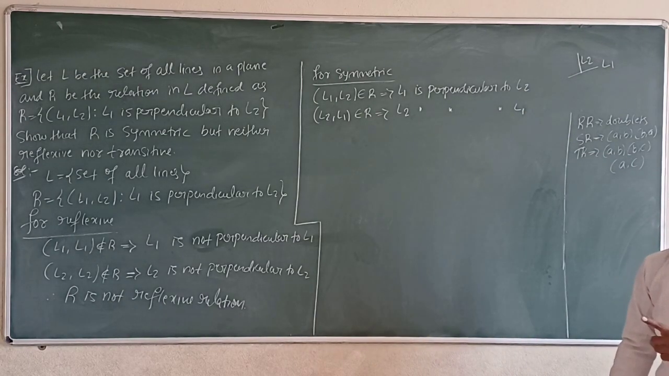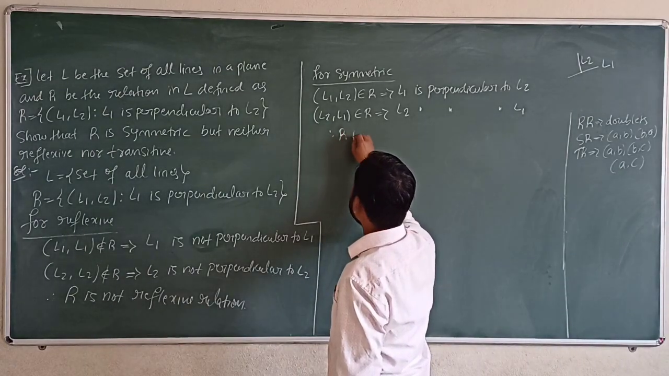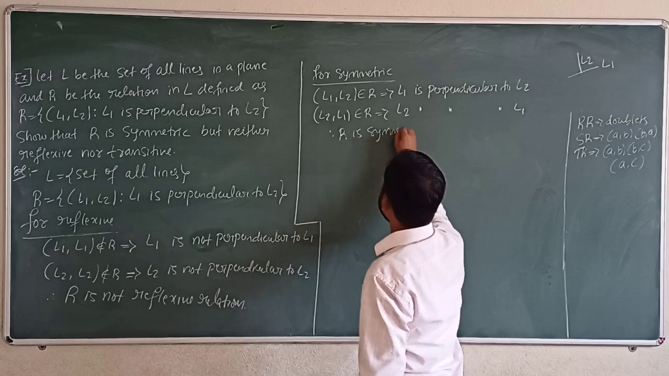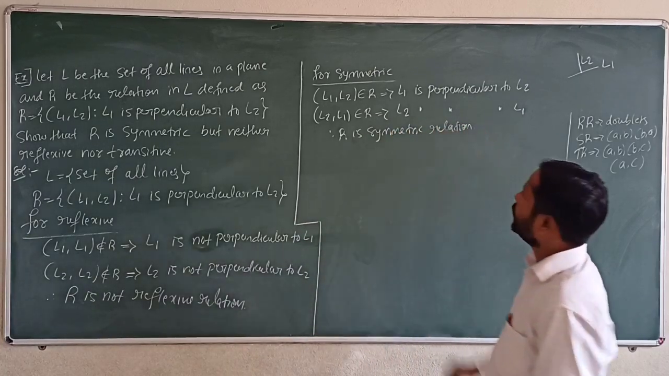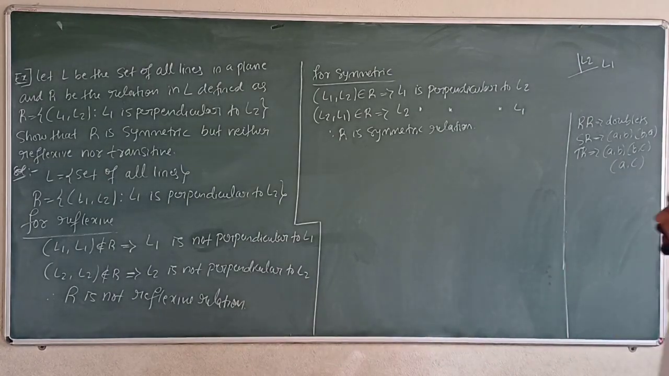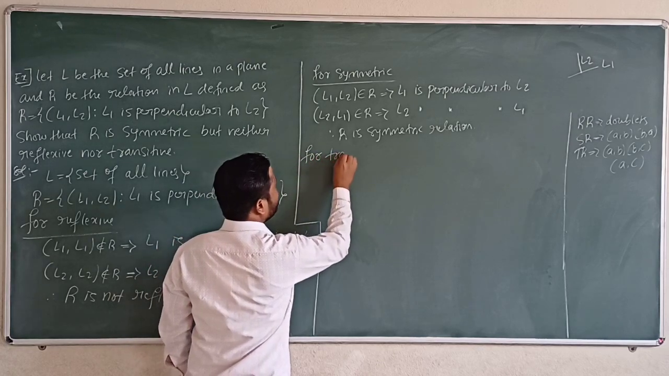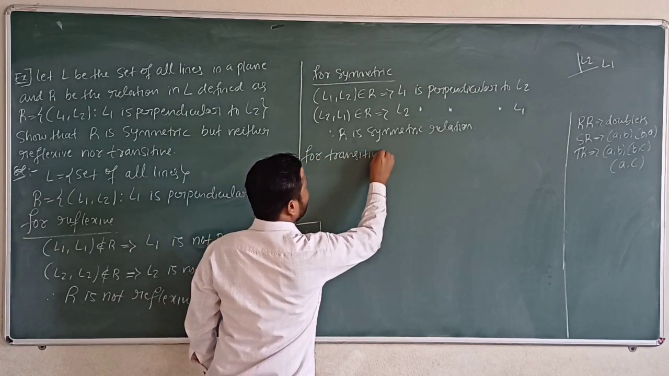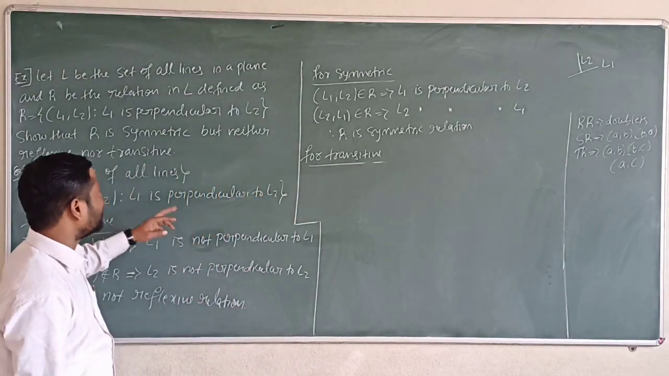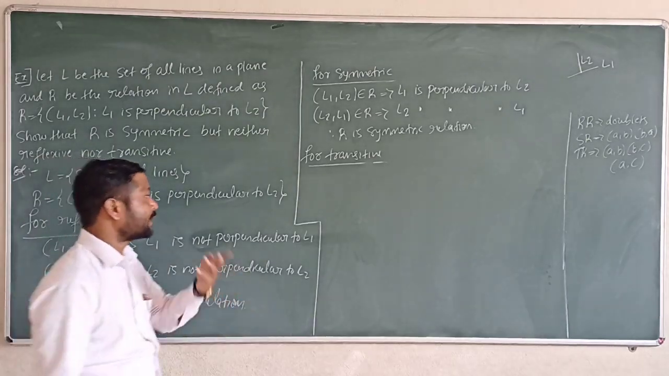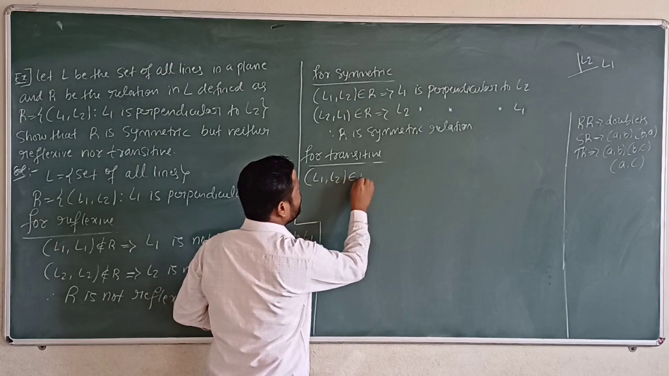So therefore the relation R is what here? Symmetric. Okay. Right? R is a symmetric relation. Go for the last one, for transitive now. For transitive meaning (A, B), (B, C), then (A, C). Let us think about it. Right?